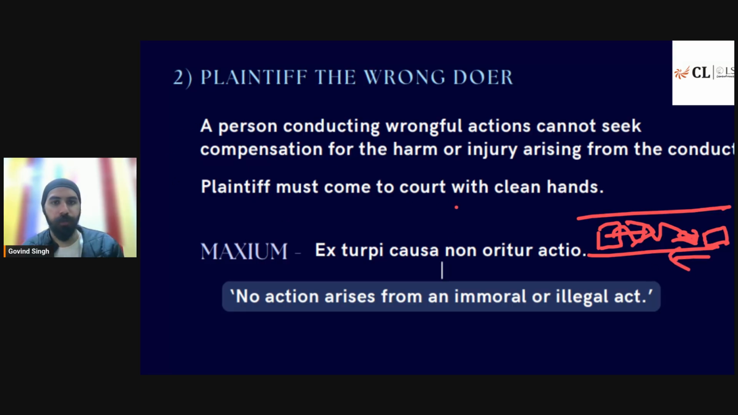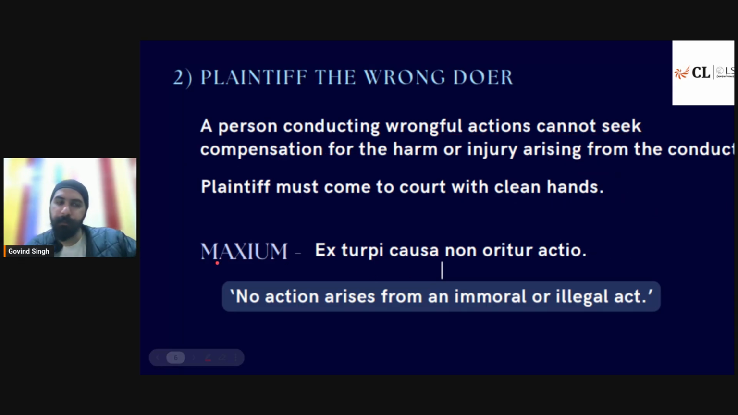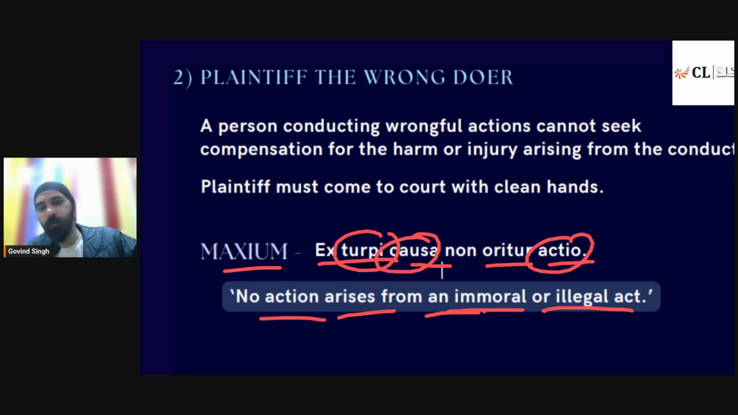So that means you are not with clean hands. You are also having a wrongful action on your part. And that is why you cannot claim compensation. Very simple, very straightforward. There is a maxim which talks about this: ex turpi causa non oritur actio. That means if you are committing an immoral or illegal act, which is turpi causa, there would be no action which would be arising. No action arises from an immoral or illegal act. Simple as that. Nothing complicated here.